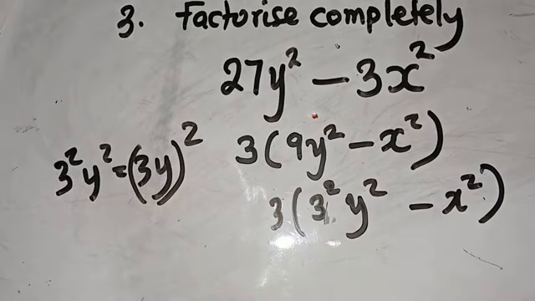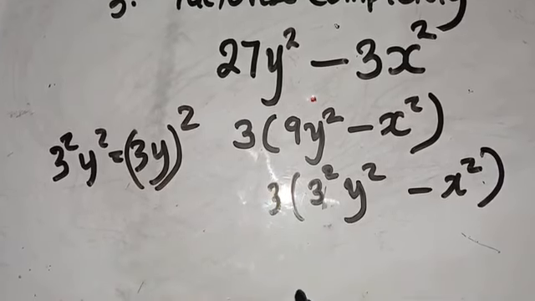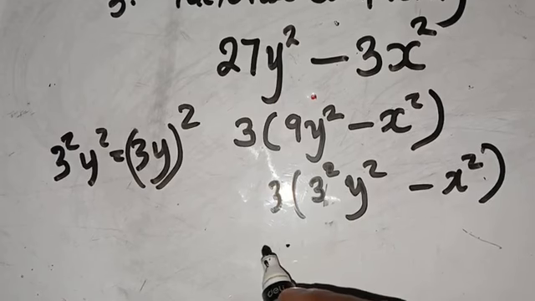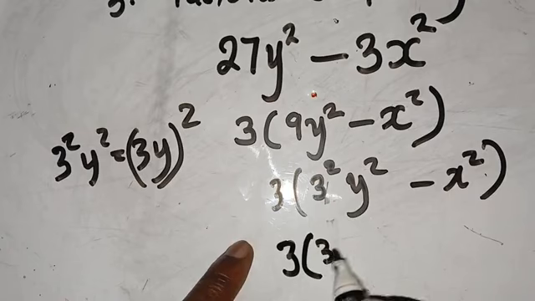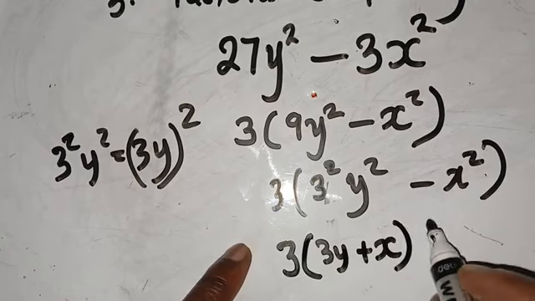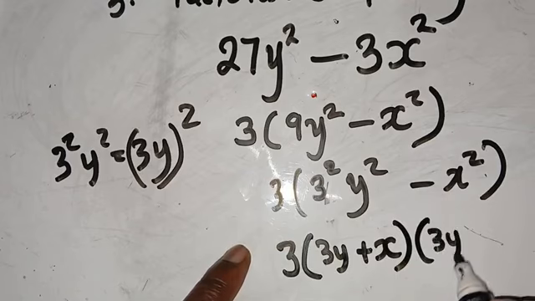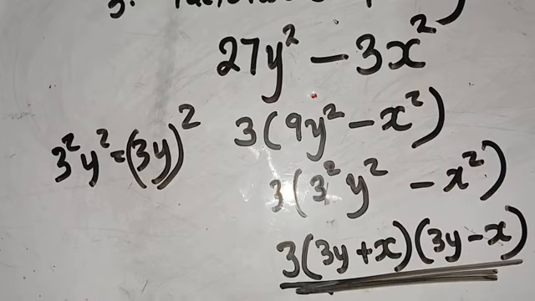So finally, we can have our answer in this form, where we need to write the answer using the rules of factorizing a difference of 2 squares. So we have 3, then (3y plus x), close brackets, and then (3y minus x), close brackets. This, ladies and gentlemen, is what is going to be our answer. I hope you're following me.